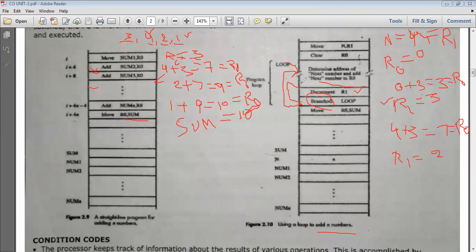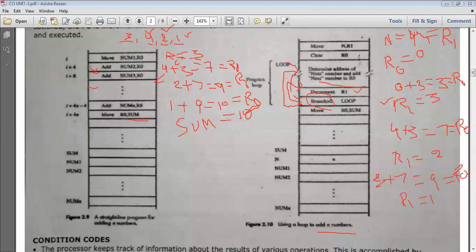Take the next number and add with R0. What is the next number? 2. 2 plus 7. What is the result? 9. That will be loaded in R0. After that, what happened? Decrement R1. That means now R1 becomes 1. So branch if greater than 0. Is the R1 value 0? No. So again go to loop.